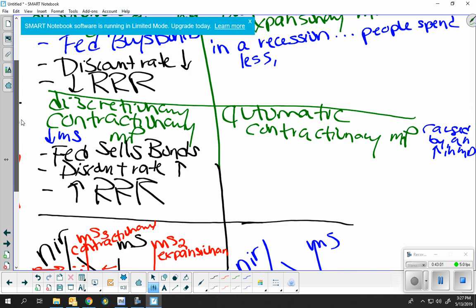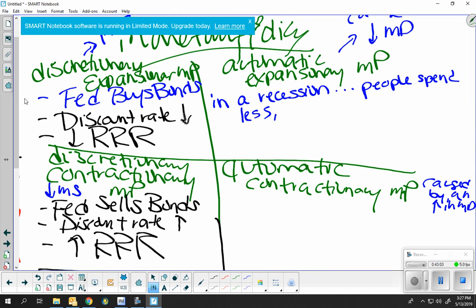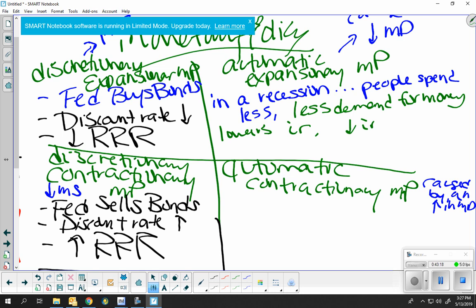So in a recession, people spend less, demand for money lowers the interest rate, and then low interest rates cause aggregate demand to go up. And that's expansionary automatic monetary policy.